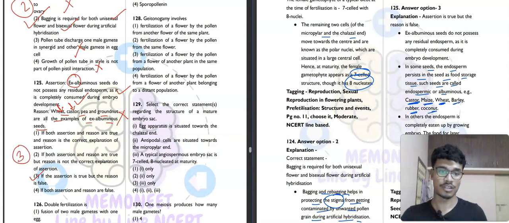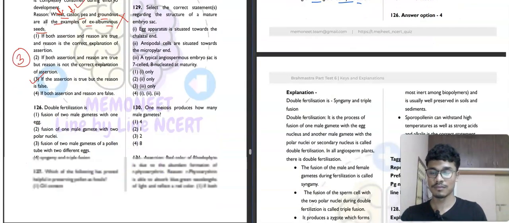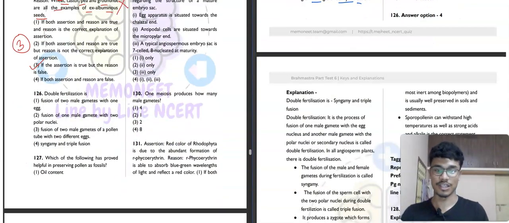The next one, question number 126. What is it saying? Double fertilization is fusion of two male gametes with one egg. No. Fusion of one male gamete with two polar nuclei. No. The fusion of two male gametes of a pollen tube with two different eggs. No. Syngamy and triple fusion. Yes, it is correct. We will understand this now. Double fertilization is syngamy and triple fusion. Why are we saying this?